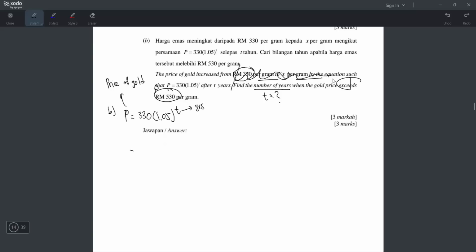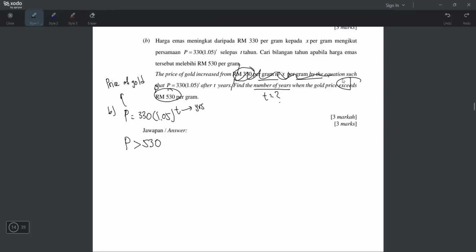Okay. And they say exceeds. So what must I do? You don't substitute T with 530. You have to substitute P with 530. And it will be like this. It will be P exceeds 530. So like this, RM, P bigger than 530. Okay.